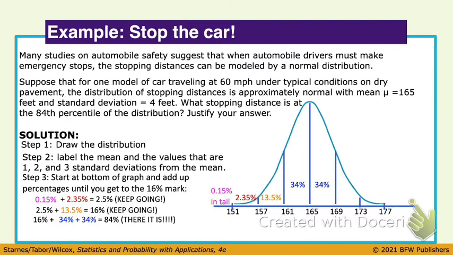Once I get to that 169, I am at the 84th percentile. So what is the 84th percentile? It's 169 feet. Because from 169 down, there's 84% of the data. Does that make sense? Okay, let's do it again. We're going to practice this again.